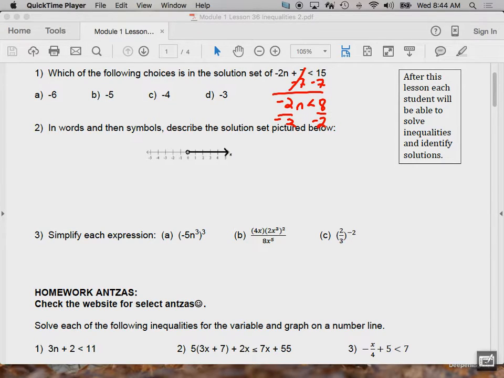Now, the first thing I want you to notice is with an inequality, when you multiply or divide by a negative, not into, by, what did I just say? By a negative, you have to switch the symbol. Okay? That was what was in the question we didn't get to yesterday. Whenever you multiply or divide by a negative, you must switch the symbol.